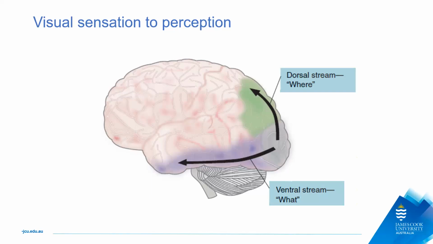So the dorsal stream basically tells us where something is located. That's why it's called the where stream. And then the ventral stream is essentially called the what stream, giving us the identity of objects, or of where we are. Or what we're doing at a particular position, to be more precise.